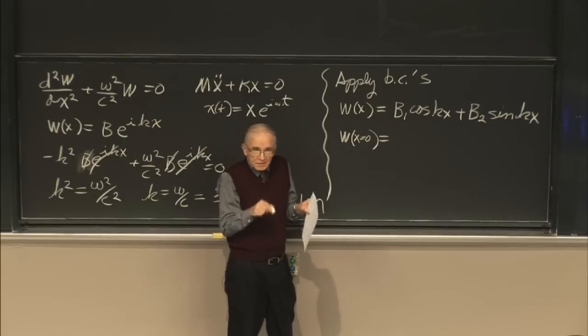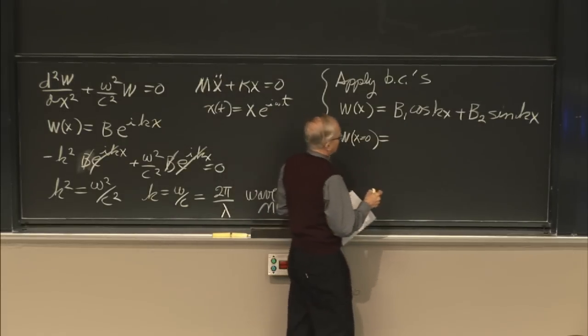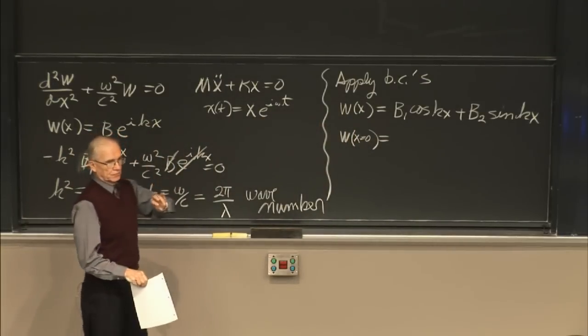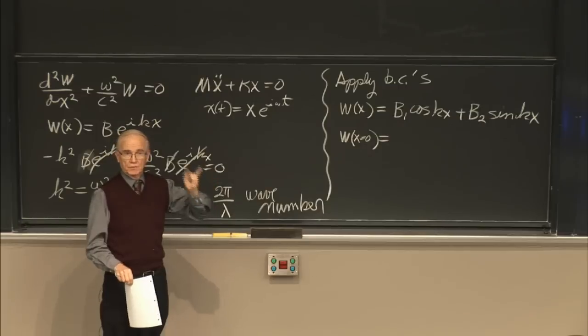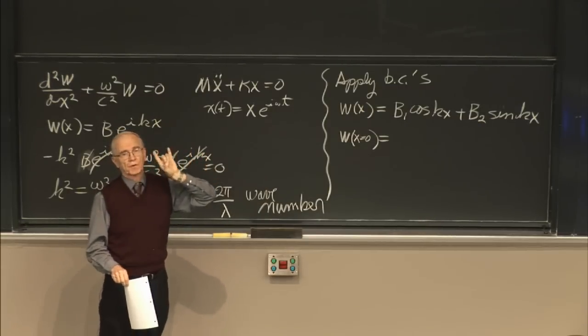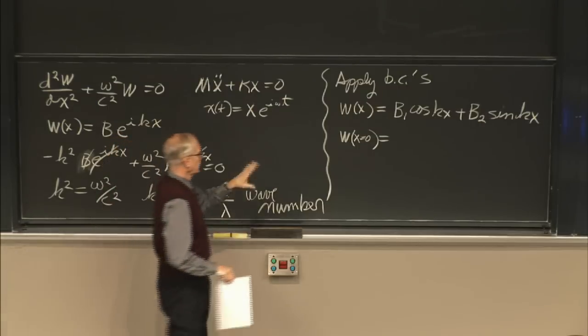Zero. That's the pin, the end where it's fixed. We started out here with a second order partial differential equation, and a second order equation requires 2 boundary conditions. A fourth order equation for the beam will require 4 boundary conditions. We only have to find 2.